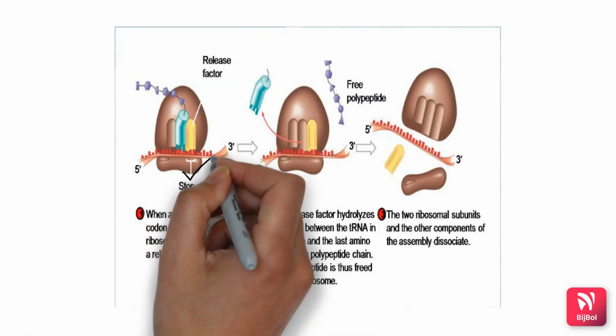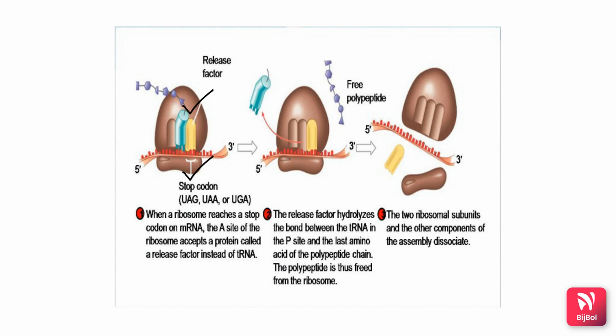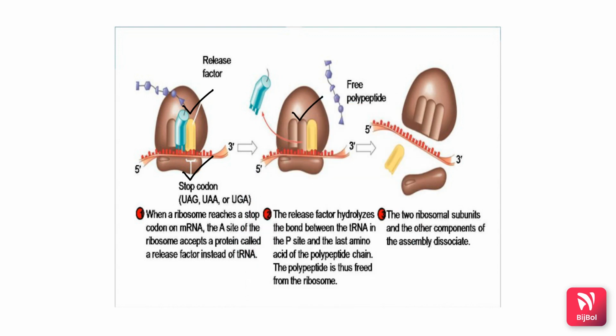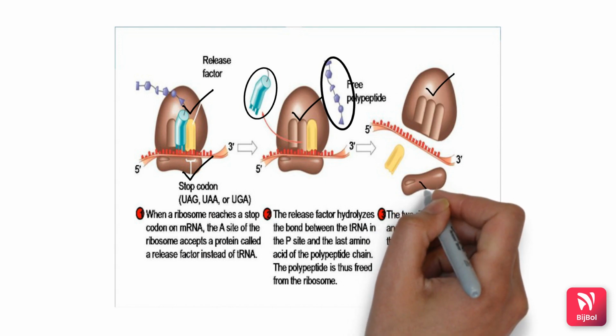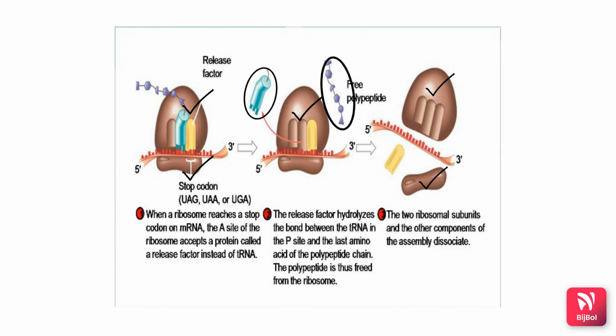If you can see in this picture, this is a stop codon here. UAG, UAA and UGA are the stop codons. This is a tRNA bearing the polypeptide chain. Usually this tRNA would come and bind to the codon, but because it is a stop codon, instead of tRNA, the release factor will come and bind here. After that, the release factor hydrolyzes the bond between the tRNA in the P site and the last amino acid of the polypeptide chain. So the release factor separates the polypeptide and the tRNA. And finally, the bigger subunit and the smaller subunit of the ribosome dissociate. So this is how termination occurs after the ribosome reaches the stop codon.